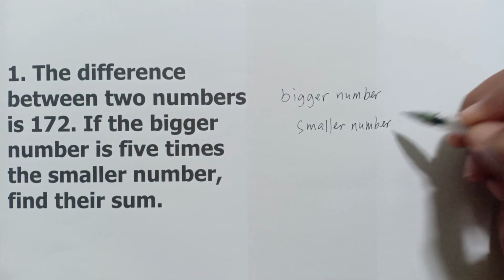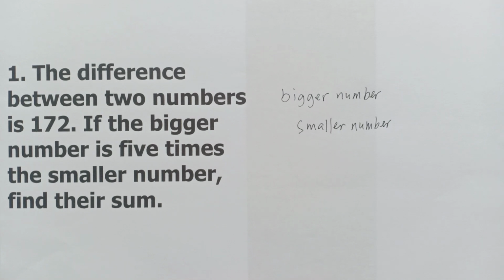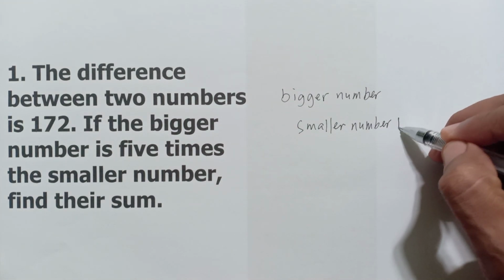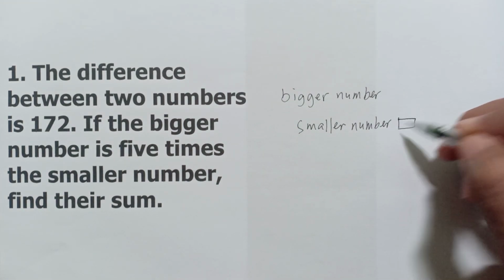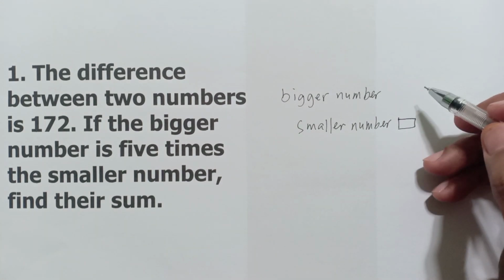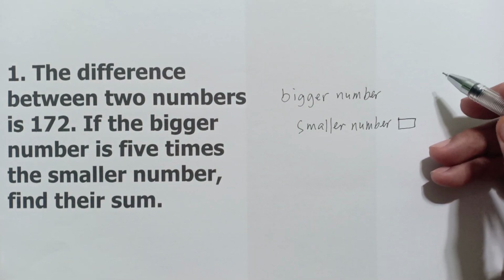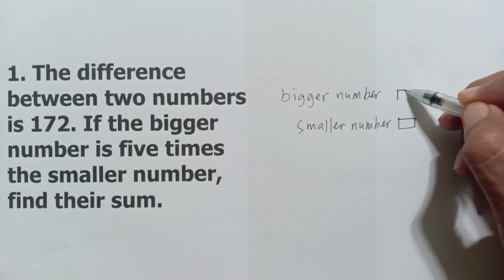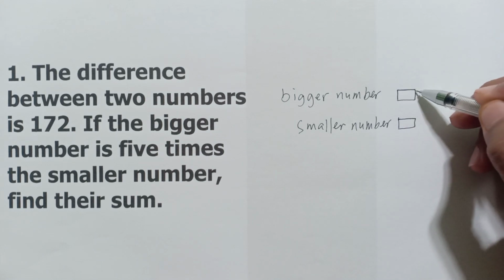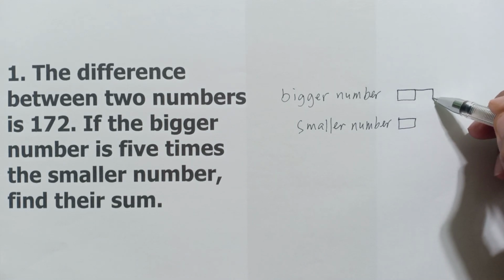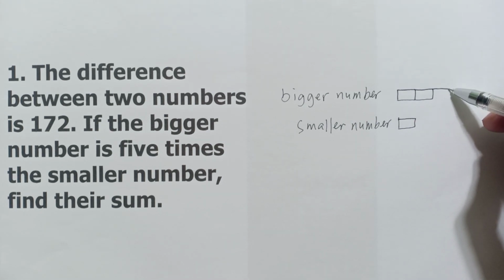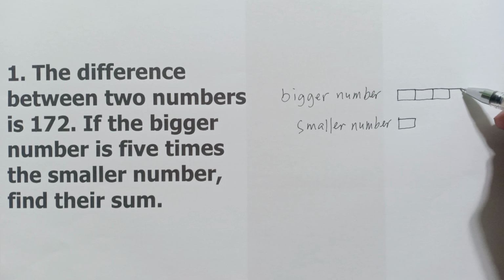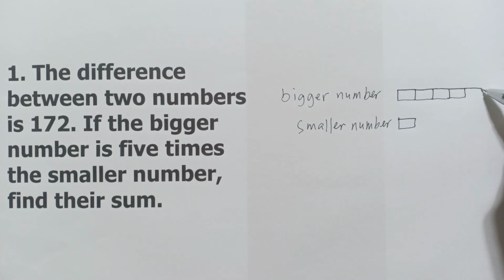Then let's draw the blocks. So how are you going to draw the blocks? Let's start with the smaller number. If this block represents the smaller number, the bigger number is 5 times the smaller number, so we need 5 blocks here, right? Assuming the blocks are equal, let's draw 5 blocks: 1, 2, 3, 4, and 5.